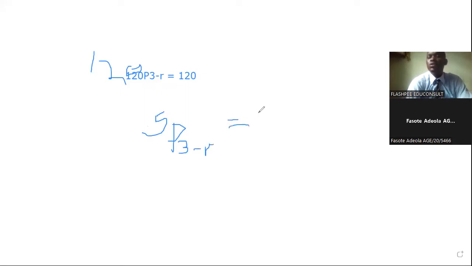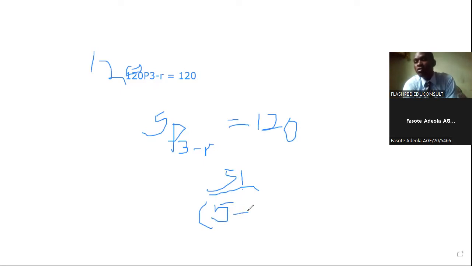You know the formula is what? The formula is n factorial all over n minus R factorial. So indirectly, that will be 5 factorial all over what? You open brackets. That will be N minus R. That will be 5 minus.